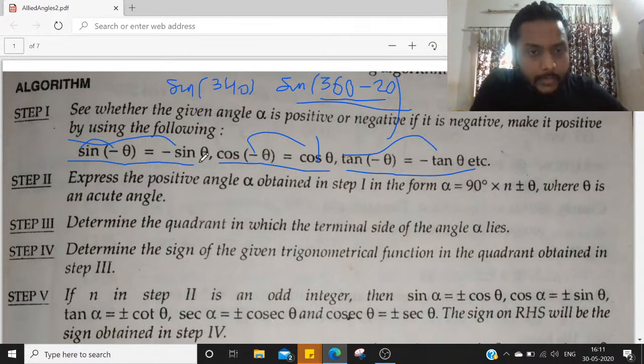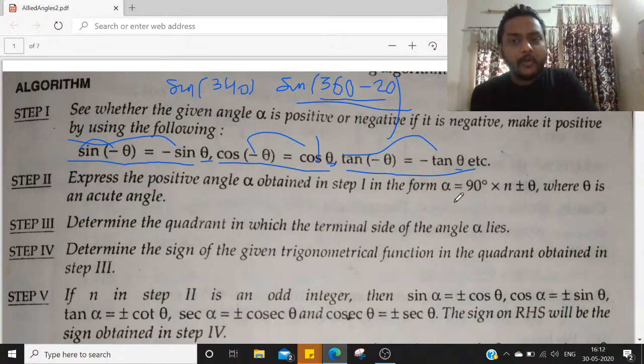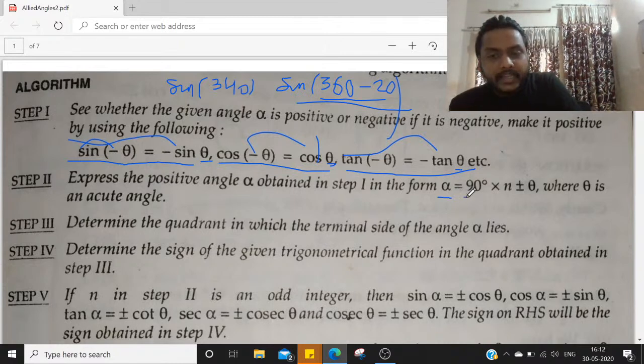नेक्स्ट स्टेप इज कि जो आपका यहाँ पर अब ये थीटा है पॉजिटिव, इसको आप चेंज करोगे किस फॉर्म में? इसको आप चेंज करोगे अपने अल्फा फॉर्म में. और ये अल्फा फॉर्म आपका क्या होगा? ये अल्फा फॉर्म आपका ये होगा कि अल्फा विल बी 90 टाइम्स एन प्लस माइनस थीटा.